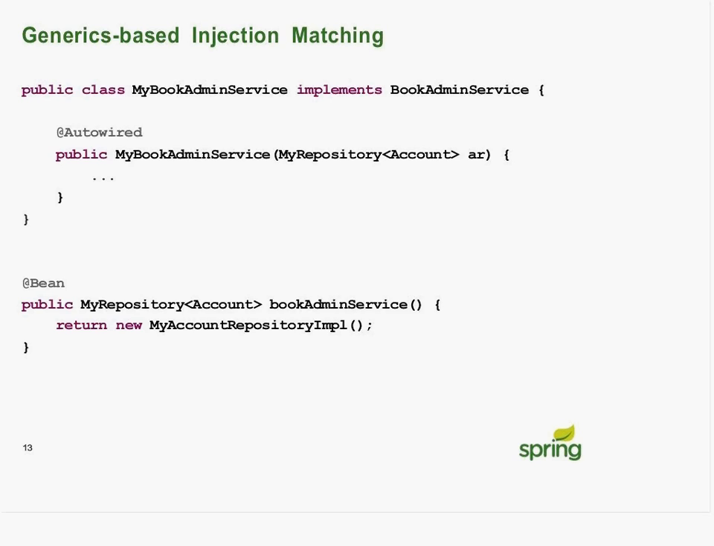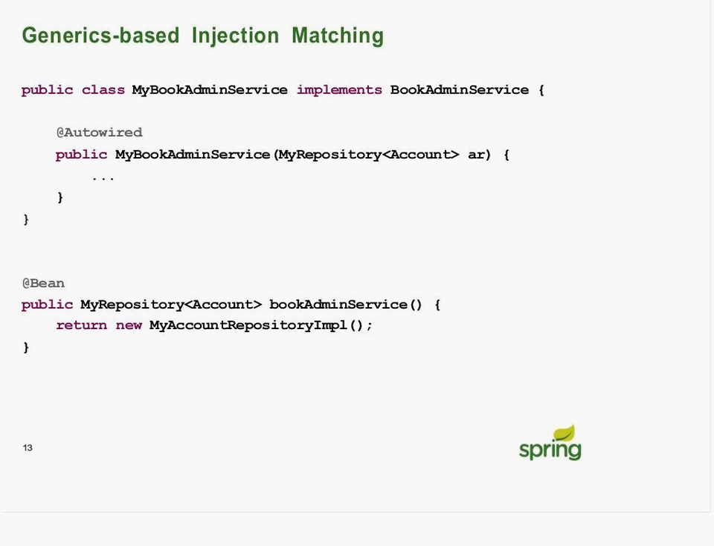We're also going to match this generic type information against the generic type information in target bean classes and in target factory methods. If you look at the factory method below, the factory method says I'm returning a my repository typed for account. Again, assuming that my repository has a type variable T. This injection point above is going to be matched with the factory method below if there's no additional information given, simply by the use of the same concrete type for the type variable.